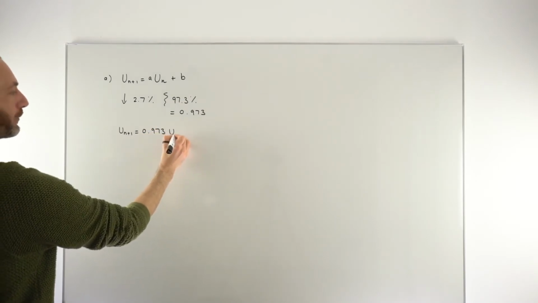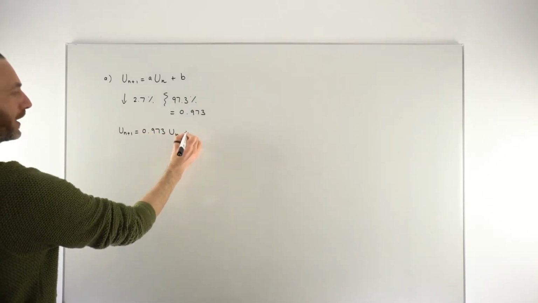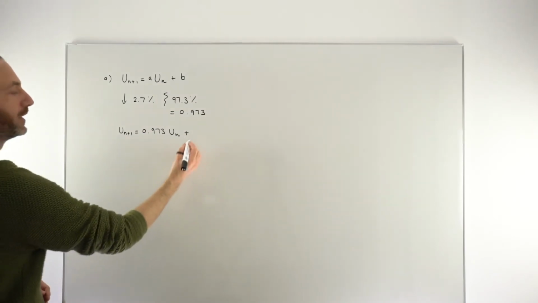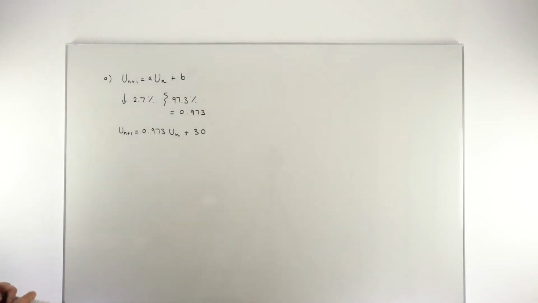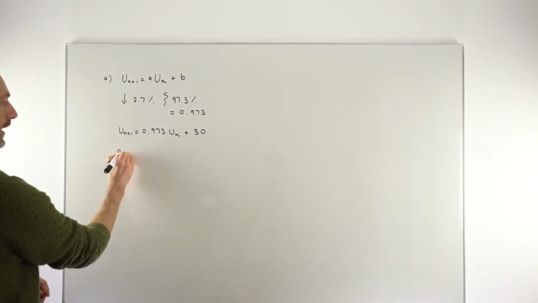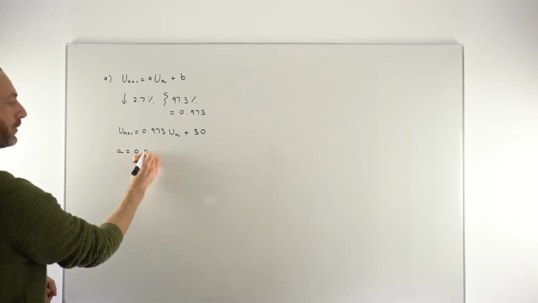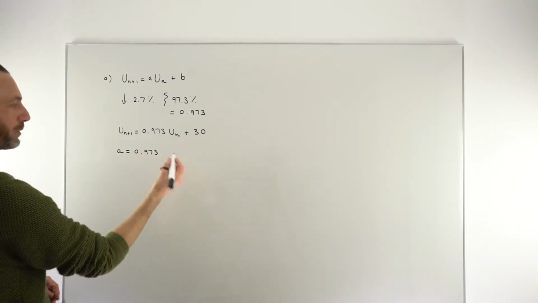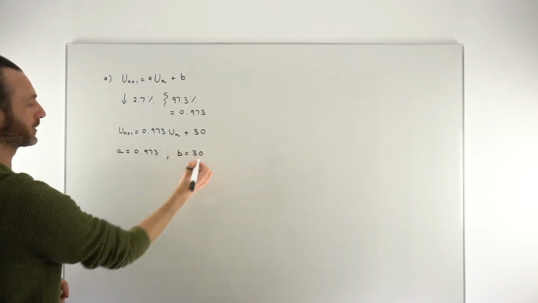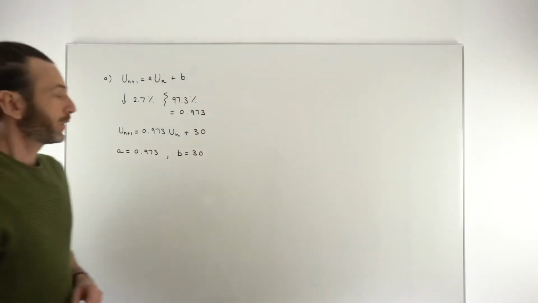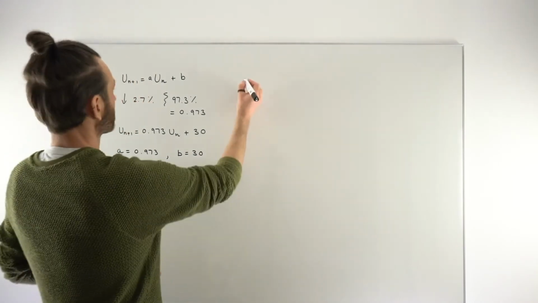Our A value then is 0.973. Then we've got our U_n. The B value is always going to be some constant value, and in this case it's the number of mice that they release in addition. So that's going to be plus 30. So the A value here then, just to actually state it, would be 0.973. That's coming from the percentage change. And then the B value is this constant value, which is 30. Okay, so not a huge amount of work there, just a bit of interpretation.